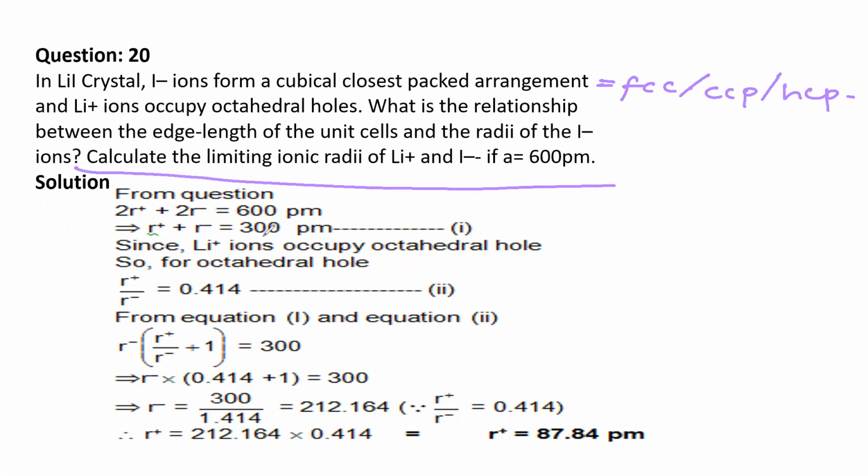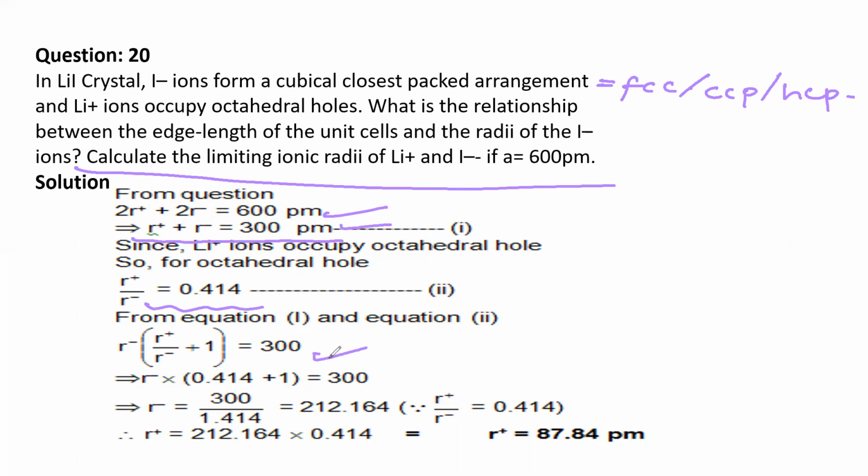Now from the question we can say 2R plus plus 2R minus is equal to 600 picometers because they have given the limiting condition. From this we can say R plus plus R minus, that is the sum of the radii of cation and anion, is equal to 300 picometers. Since lithium ion is in octahedral holes, the radius ratio is 0.414, which we have already seen in the table. From equation 1, R minus times (R plus by R minus plus 1) is equal to 300, so R minus times (0.414 plus 1) is equal to 300.